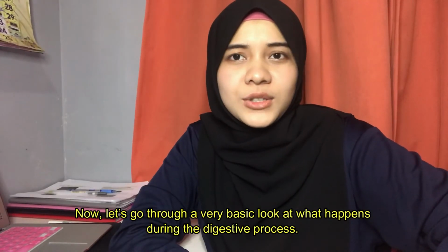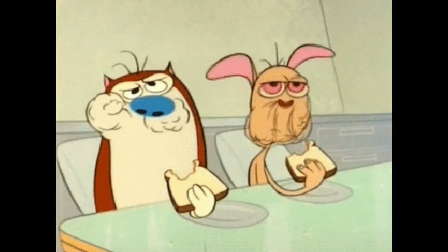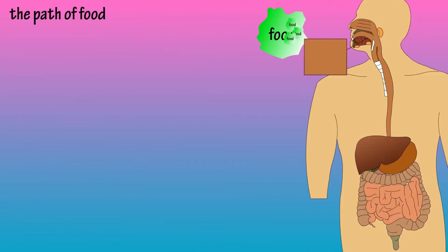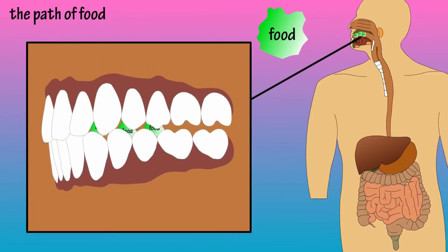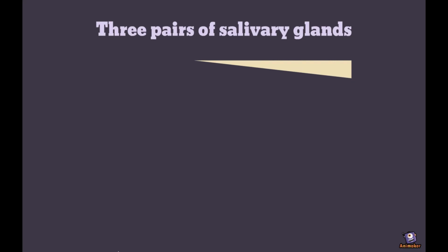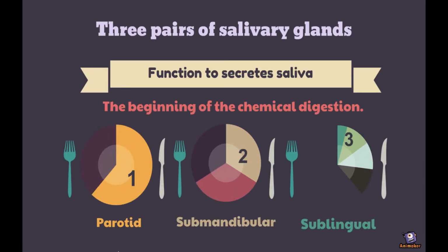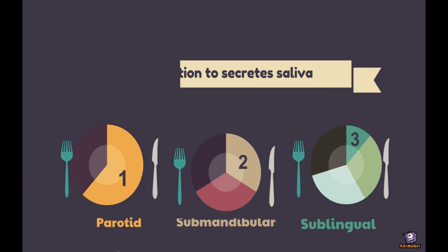Now, let's go through a very basic look at what happens during the digestive process. Chewing is the first stage of the digestive system. When you chew your food, the food particles break down into little pieces that are easier to swallow. The salivary glands produce saliva, which helps lubricate the food. There are three parts of the salivary glands, which are the parotid, submandibular, and the sublingual, and their function is to secrete saliva and begin the chemical digestion.